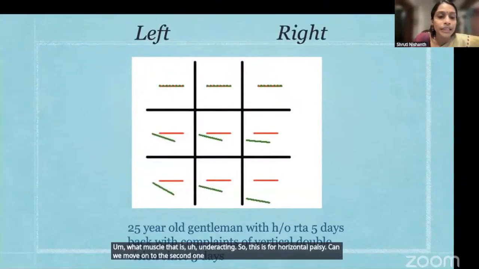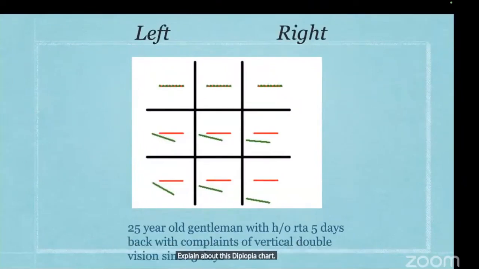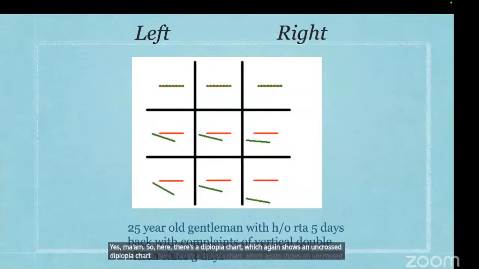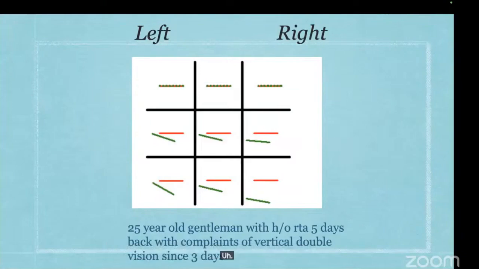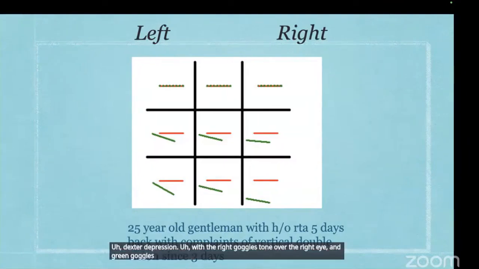Dr. Rua, can you quickly explain about this diplopia chart? Yes, ma'am. So here there's a diplopia chart, which again shows an uncrossed diplopia chart with maximum separation being in dextro depression, with the red goggles worn over the right eye and green goggles worn over the left eye.